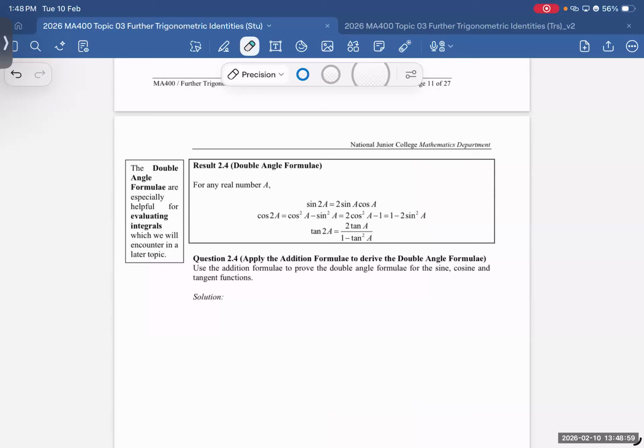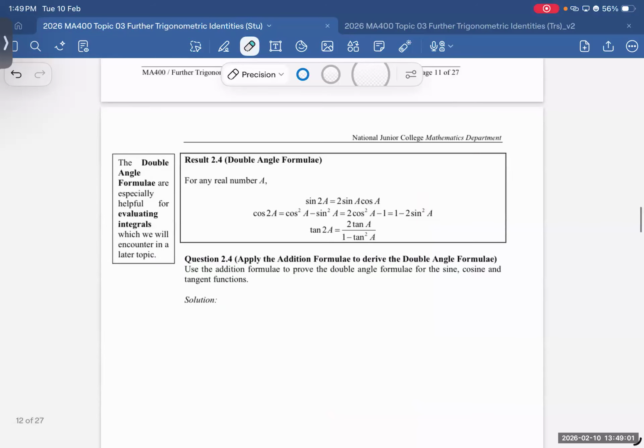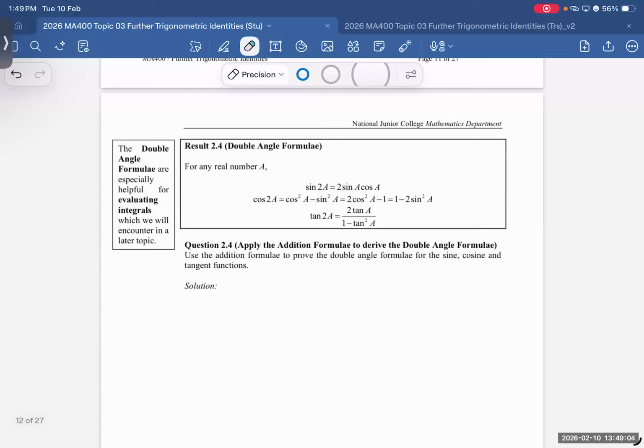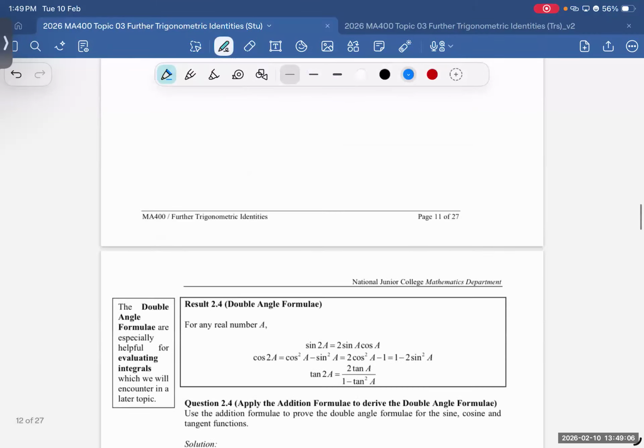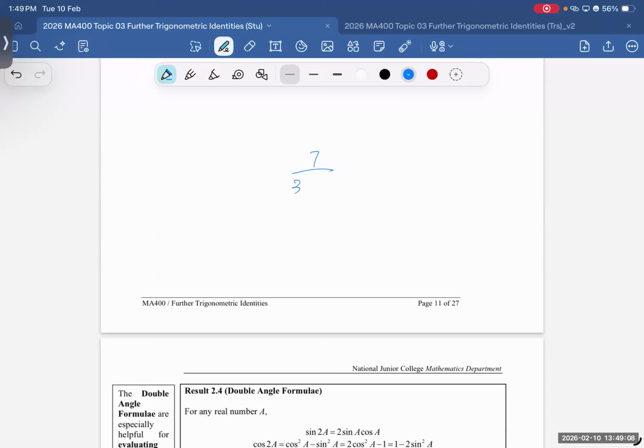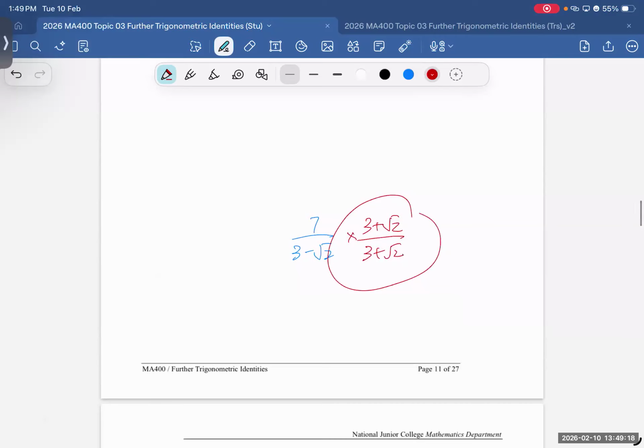You multiply by the conjugate. So for example, you have 7 over 3 minus square root 2. Multiply by 3 plus square root 2 over 3 plus square root 2. Then the overall value is 1. The conjugate is the denominator with the minus changed to plus. You cannot substitute the value.